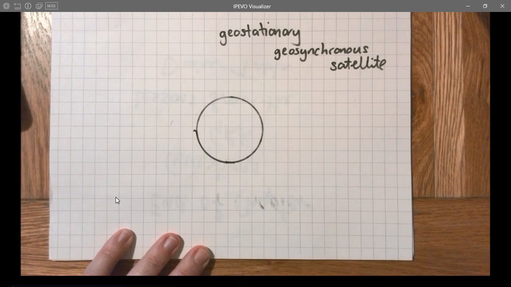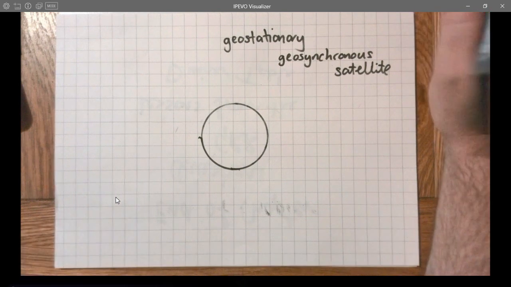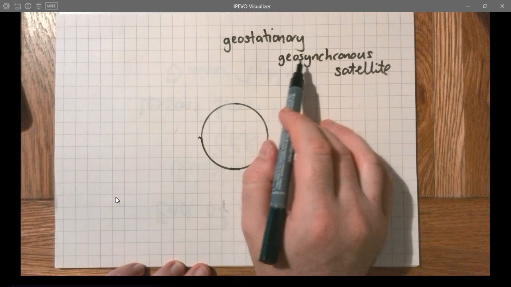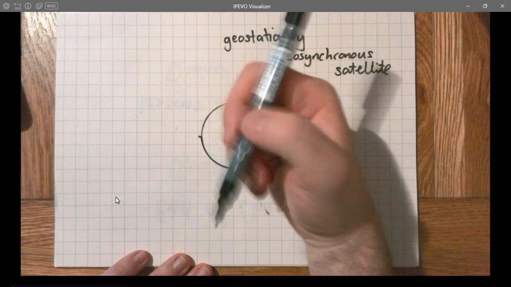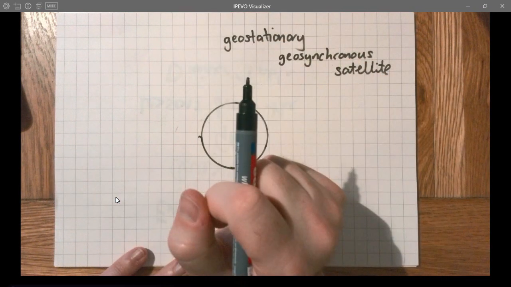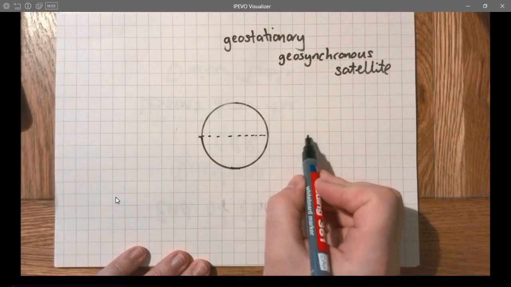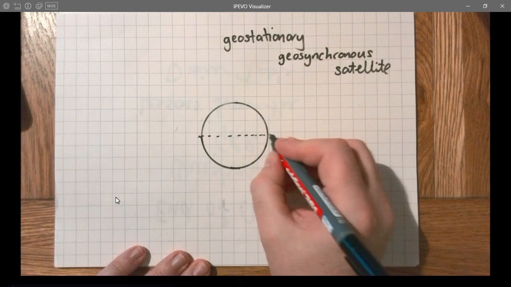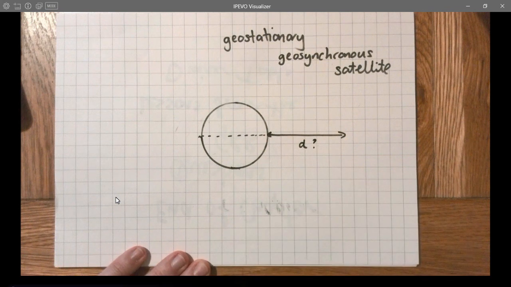Now why is it called that? They're used for telecommunications, for TV, for mobile phones. GPS satellites are quite close, so they go around in quite less than a day, whereas these ones are called geostationary. They're always moving around the Earth at the same time as the Earth spins, so they appear to be above the same point of the Earth all the time. Now, they have to go around the equator, but I want you to work out the distance that they have to be.